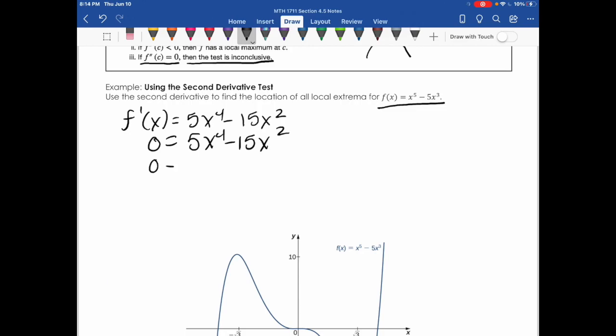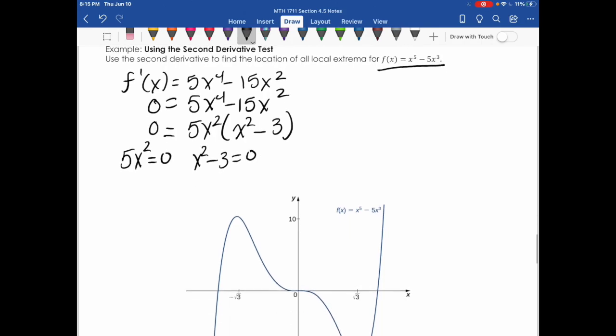And so if I set the derivative equal to 0, and I solve that equation, I'm going to solve it by factoring. So I'm going to pull out a 5x squared, and that's going to leave me with x squared minus 3 on the inside. And then I'm going to set each of those equal to 0, and what I'm going to get is that my critical values are 0 and plus or minus the square root of 3.